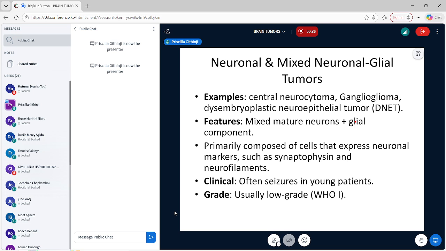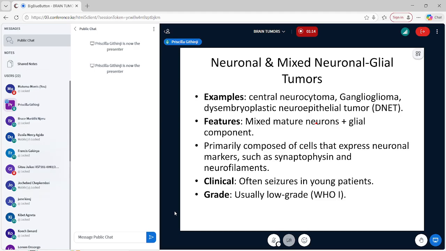For the mixed neuroglial tumors, you'll see a mixture of mature neurons with the glial component, and they're usually composed of cells that will express neuronal markers such as your synaptophysin and your neurofilaments, and then also your glial markers like your GFAP. Normally, these tumors will present with seizures, and this will be seen in young patients. And the good thing about neuronal and mixed neuroglial tumors is that they're usually low grade, so WHO grade 1 tumors. So this is just an image to show you.